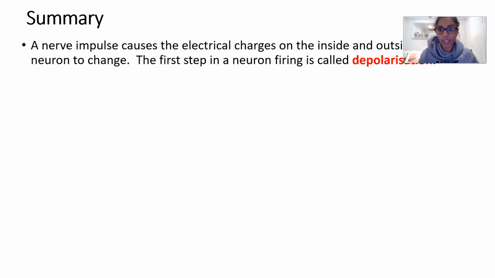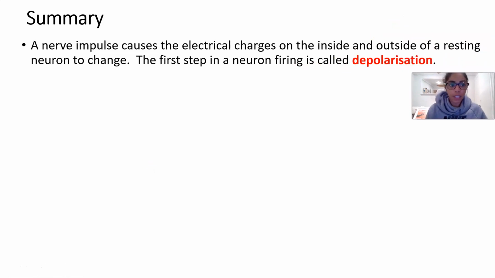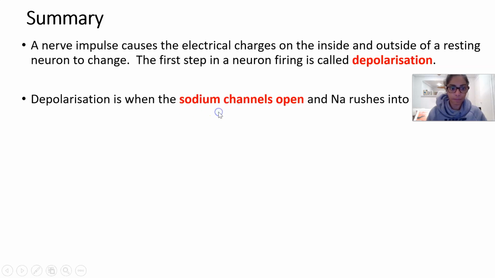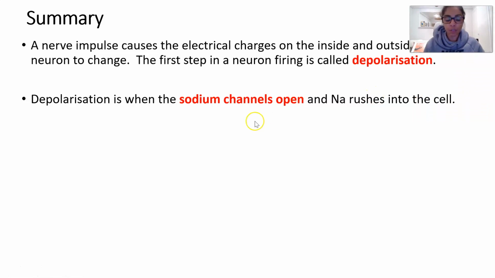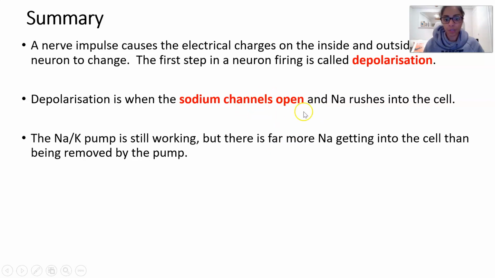So here's a quick summary again of what we've just talked about. A nerve impulse is caused by a change in electrical charges inside and outside of the cell. So the first step in the firing of a neuron is known as depolarization. Now, depolarization is simply when the sodium channels open and sodium ions will rush into the cell by diffusion. So this is a passive movement of ions.